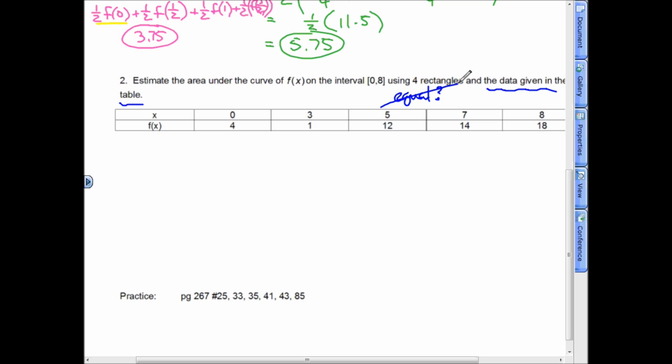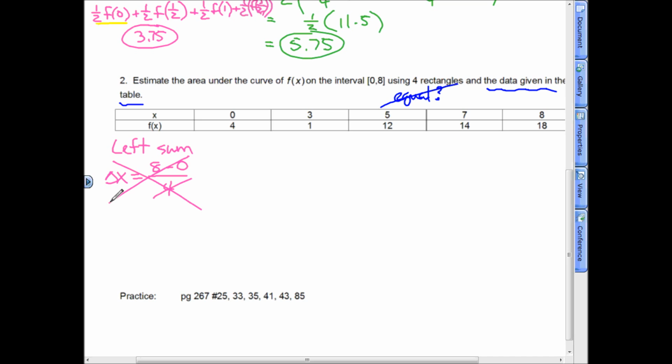It doesn't say it. So when we go to figure it out this time, whether we do the left sum or the right sum, let's say that this time, just to be different, we're going to do the left sum first. If we go to do the left sum, I'm going to start out by saying, well, how wide is each rectangle? I can't do a uniform change in x because if we took 8 minus 0 and divided, we don't have 4 equal rectangles. So there is no uniform change in x.